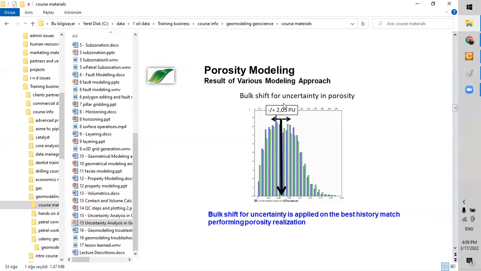If you use this value, add it to your base case and use it in your simulation, or subtract 2.05 and then calculate your porosity model and use it in the simulation. So this is a technique of uncertainty modeling, okay? You are considering your uncertainty in the simulation phase.